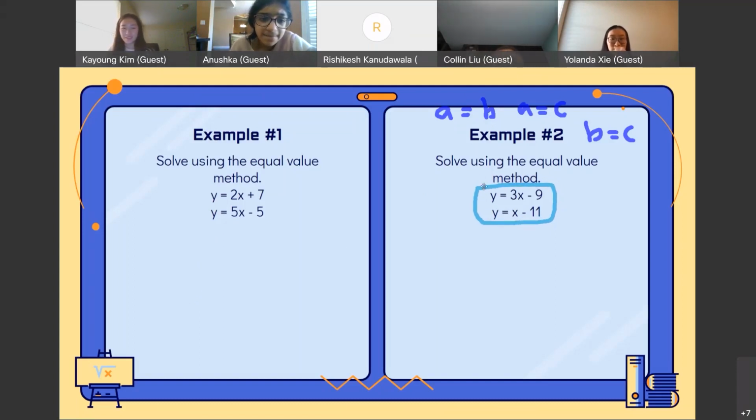Let's do this. Okay, do you understand what I'm saying when A equals B and A equals C, B equals C? Somewhat, I guess. Somewhat? Okay, let's do a different example.